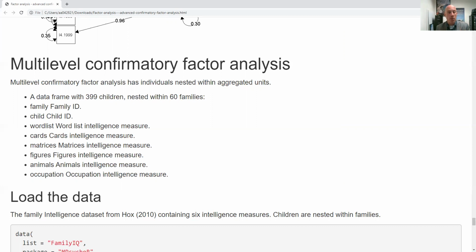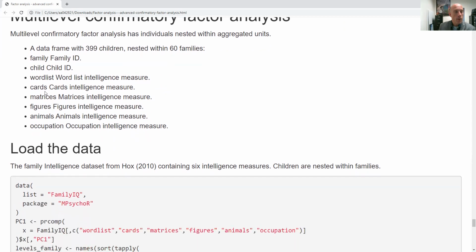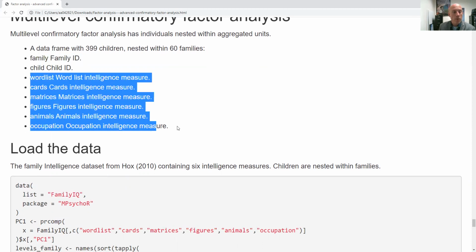If I don't tell R it's nested, things are going to get really wonky, because it's going to assume the value 1 in family 1, the value 1 in family 2, and the value 1 in family 3 are all equivalent to each other, which is not what we want. Here we have family, we have the child, and then we have measurements of intelligence.